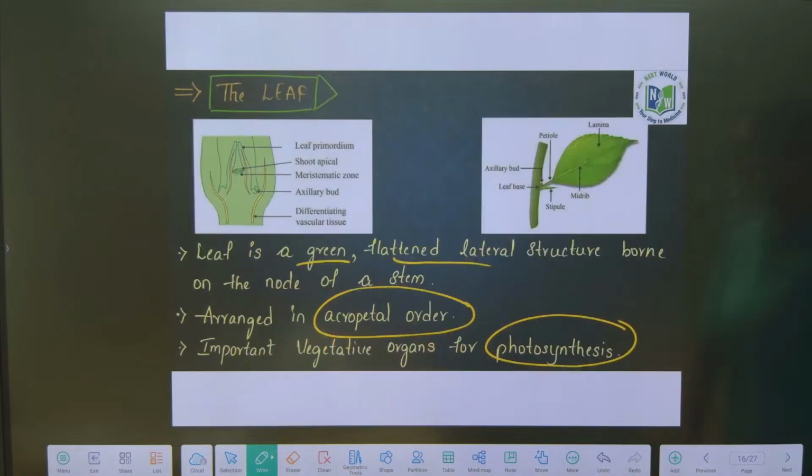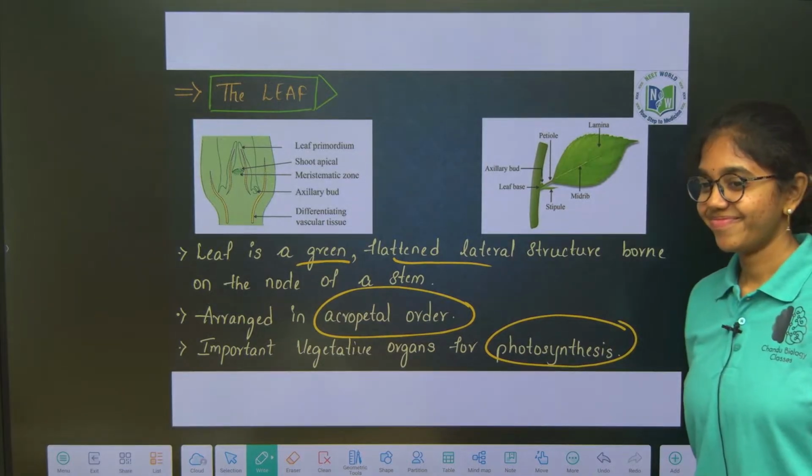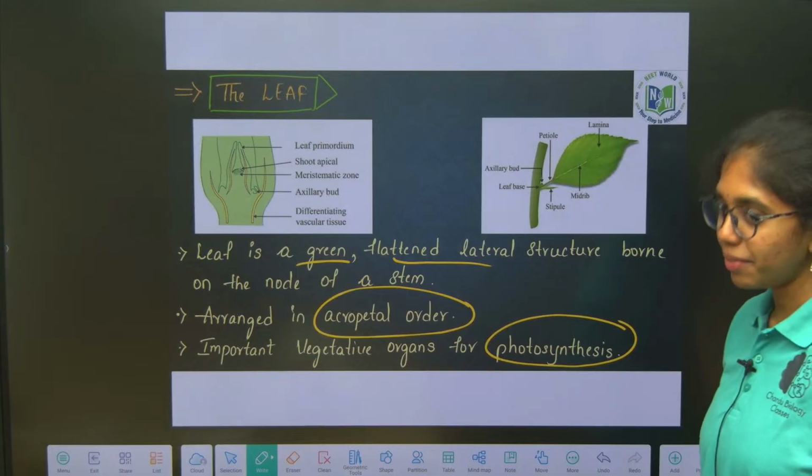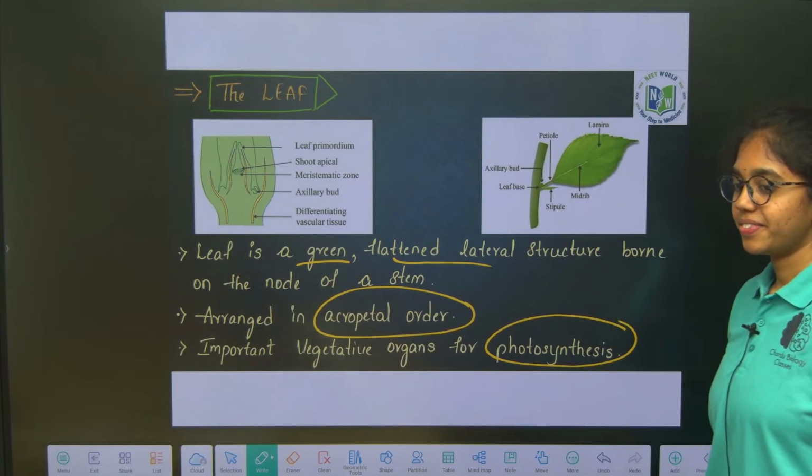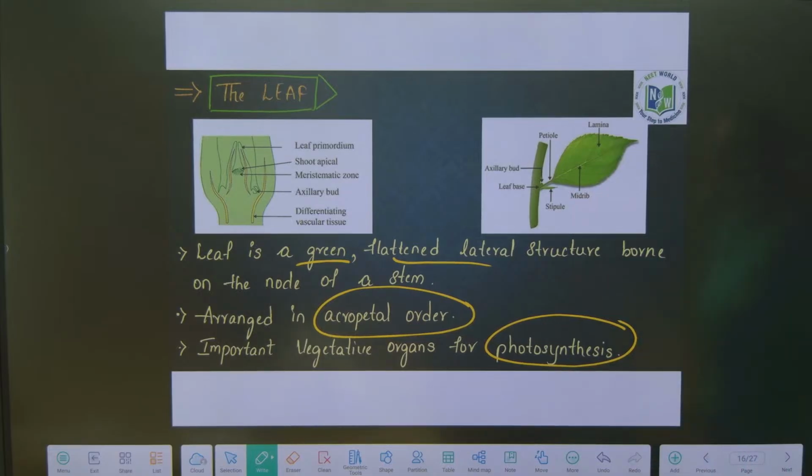This chart is already with you. Now take down the basic points and intro of leaf, then parts of the leaf, and then leaf modifications. We have time. Just take down 2 points here, that is it.